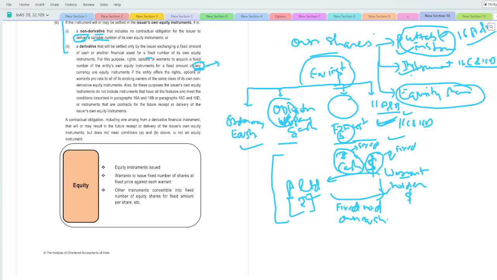So this is also another tricky point here. This is the exception. For this purpose, the rights, options or warrants to acquire a fixed number of the entity's own equity shares for a fixed amount of any currency are equity instruments if this warrant is issued to all the existing owners of the same class of its own non-derivative equity instruments.